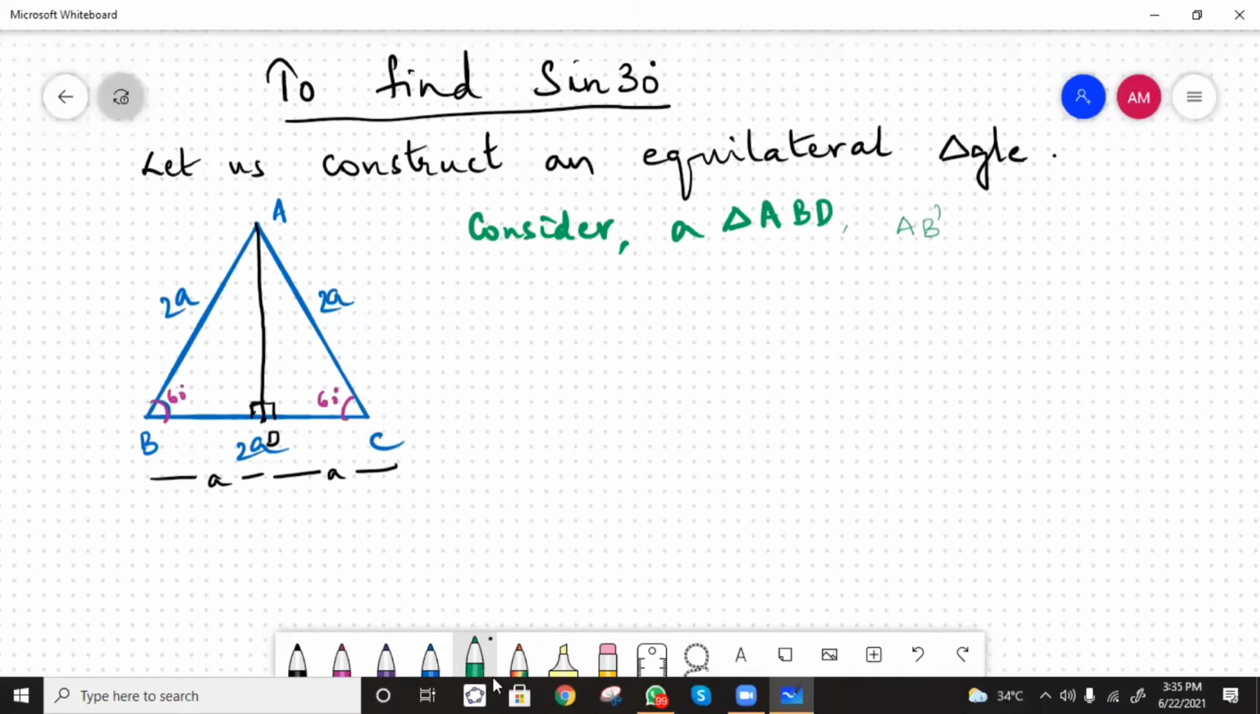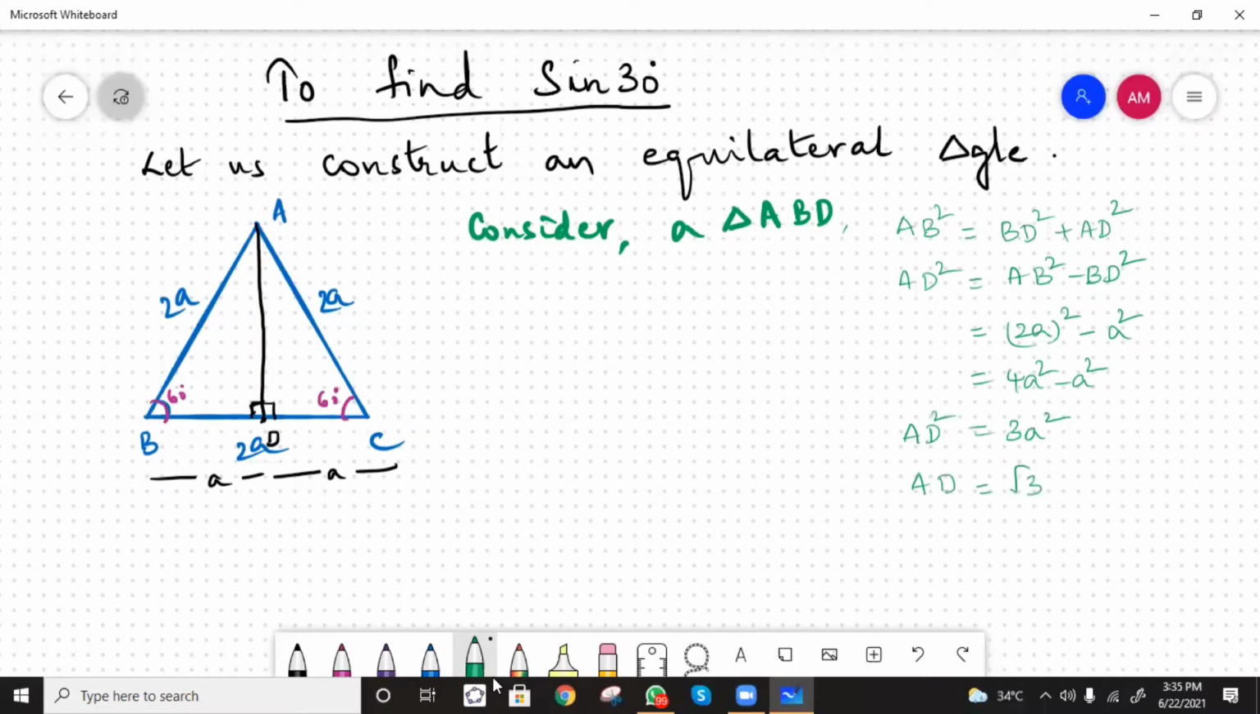AB square is equal to how much? BD square plus AD square. What we need here? We need AD square. So what is AD square? AB square minus BD square. So what is AB? We know that AB is equal to 2A. So 2A whole square minus what is BD? BD is nothing but A. So A square. So this will be 4A square minus A square. That is equal to 3A square. So AD square equal to 3A square. Then what will be AD? AD is equal to how much? Root 3 into A.